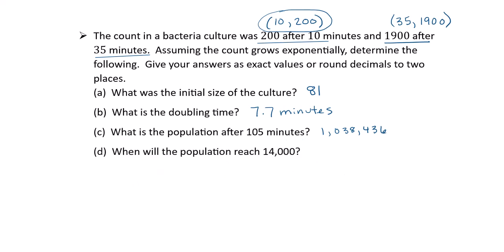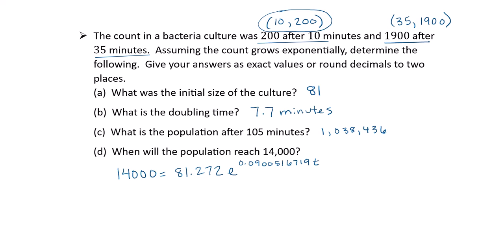Now, when will the population reach 14,000? Well, we can take the same formula that we've been using all along. 14,000 is equal to my 81.272 e to the 0.09005167119 times t, and then we can solve for t.